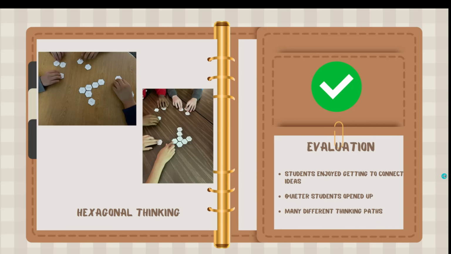This would be the hexagonal thinking activity. Students really enjoyed it because they got to move around and then they got to physically connect the ideas. And we really had to encourage them to think outside the box. And while some of them were very unsure, it was cool seeing them pop out of the box and become confident. The quieter students opened up as we moved forward.